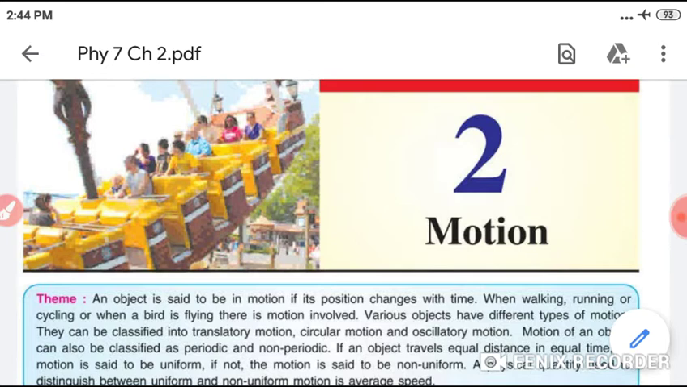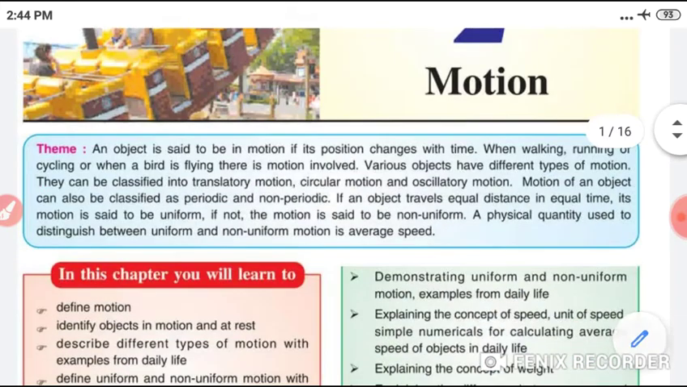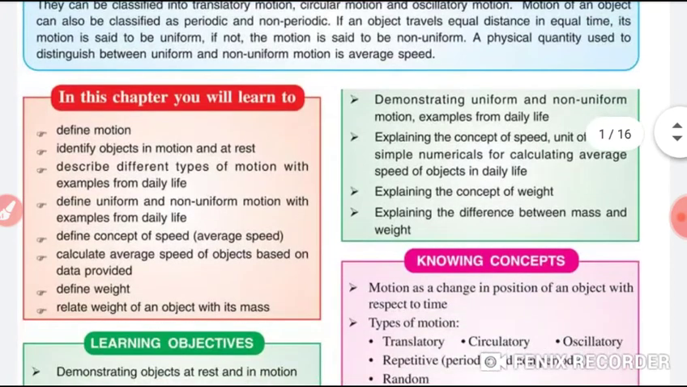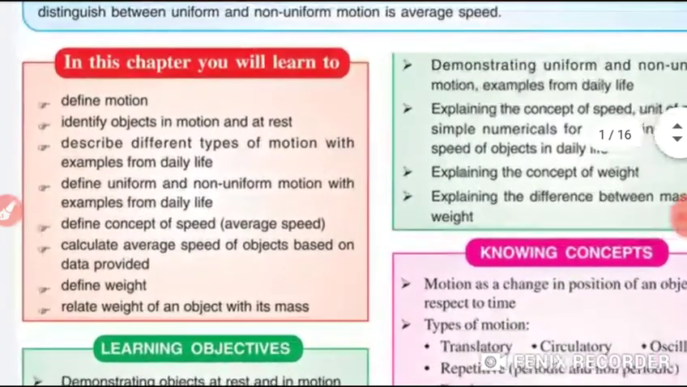Students, let's start our chapter number 2 of physics, motion. Okay, so students, in this chapter, we will learn the definition of motion, identifying the objects in motion and which are at rest. We will describe the different types of motion with examples, definition of uniform and non-uniform motion with examples. Okay, concept of speed, calculating average speed of objects based on data provided, define weight. Okay, relate weight of an object with its mass.